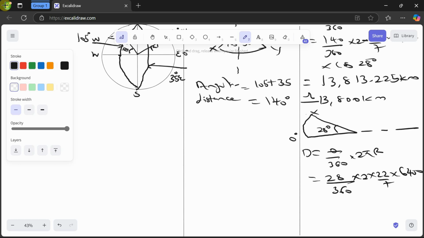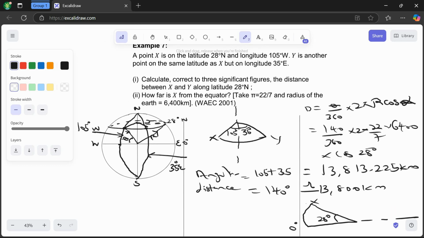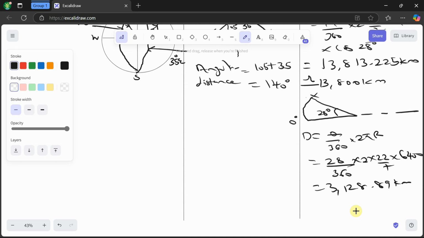That gave me 3,128.89 kilometers. I'm also doing it to 3 significant figures, so let me put 3SF here. Significant figure 1, significant figure 2, significant figure 3. But the next digit is 8, so it's going to carry over 1. So that will be 3,130 kilometers to 3SF. Let's see if our answer is correct.